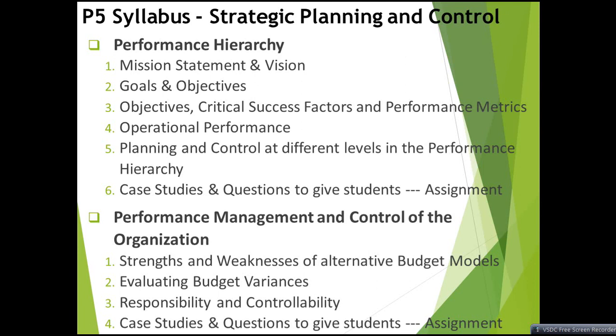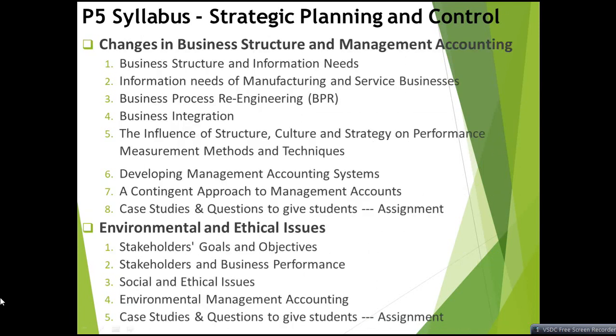Then the next topic will start: performance management and control of the organization. Then we'll see what are the strengths and weaknesses of your company, as well as the budget model, evaluating budget variances. This will be a sort of calculation: the budget is for the future you are planning, and then you will see the reality. In the reality you match with your budget, what differences are coming, what are the weaknesses. Then responsibilities and controllability, like what to control in all the operations, all the transactions of your company. So this topic will be discussed in detail.